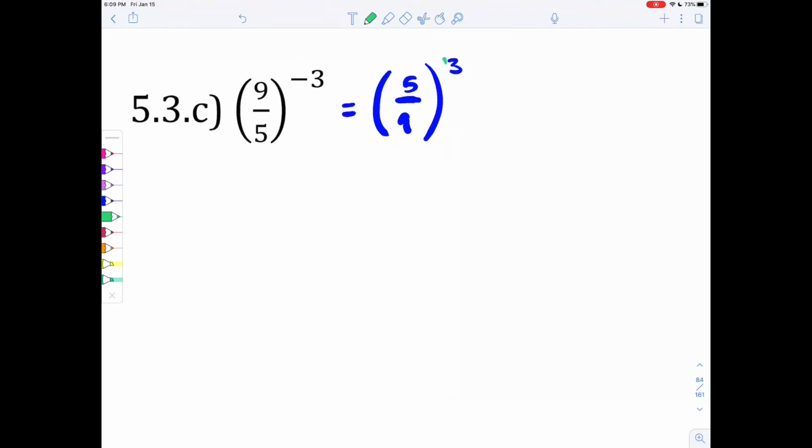Now that 3 as an exponent, by my exponent rules, can be distributed to both the numerator and the denominator. So I get 5 to the power of 3 divided by 9 to the power of 3. And because neither of those are 1s, that's all we're going to do.